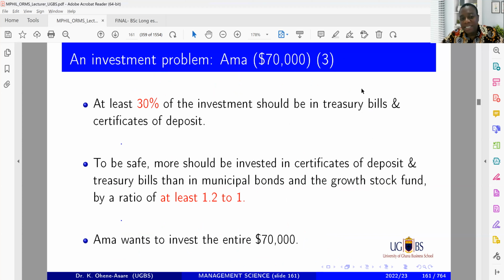Let's go to constraint number 3. At least 30% of the investment should be in TV and CD. You have to remember the X's for this. What is the X for TV and what is the X for CD? Solomon: CD is X2 and TB is X3. Okay. I like the way you went backward. So TB is X3 and certificate of deposit is X2. If you put these things on top of them, it helps you to know what you're dealing with.